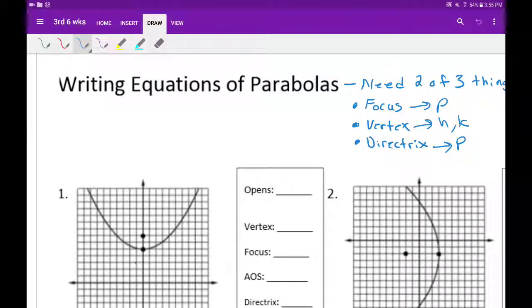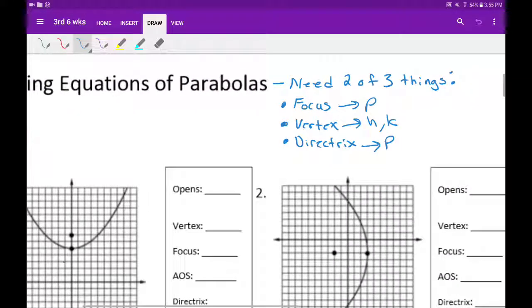Okay, this is writing equations of parabolas, the conic parabola, example 1. So first, let me talk about these notes. We need two of three things. We need the focus, that gives us the p-value, the vertex, the h and the k, and the directrix also can give us the p-value. So any two of these three, we can write these equations.